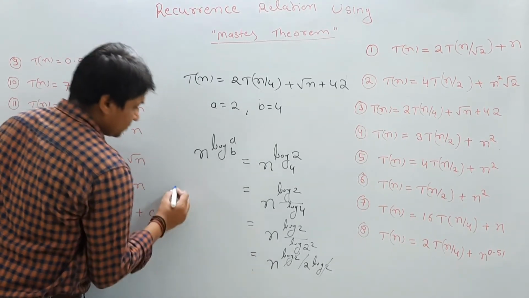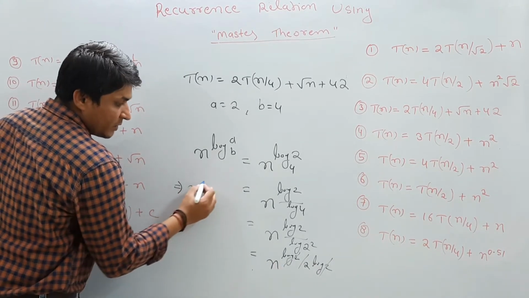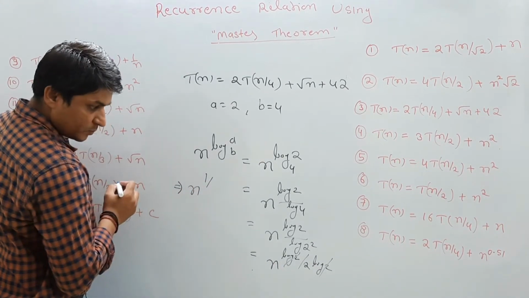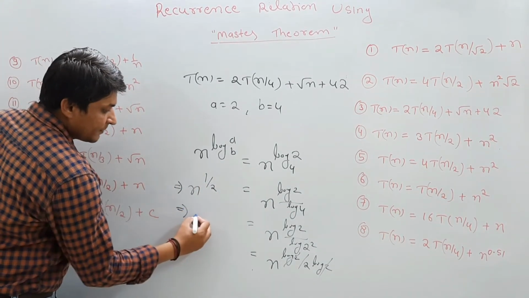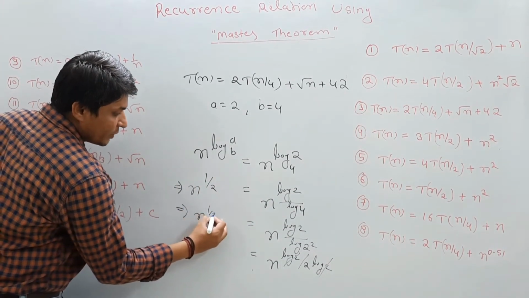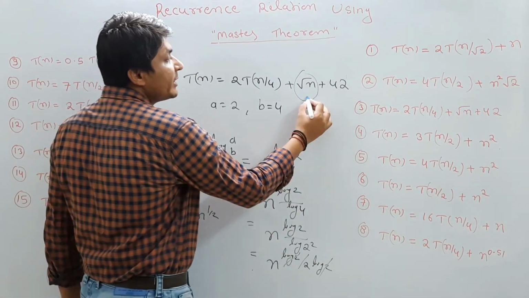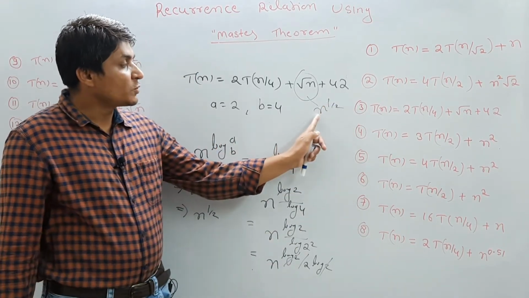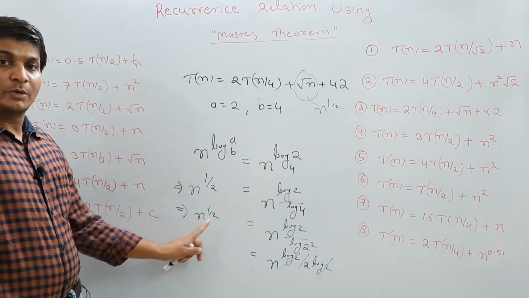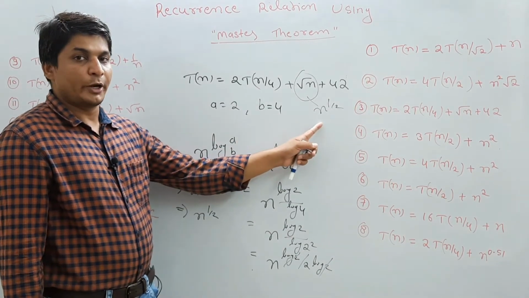So it is n raised to power 1 upon 2. Correct? So it is going to be ultimately n raised to power 1 by 2. Now this function value is what? Root n. Root n can be written as n raised to power 1 by 2. Both function values are matching, then we can simply multiply with log n.